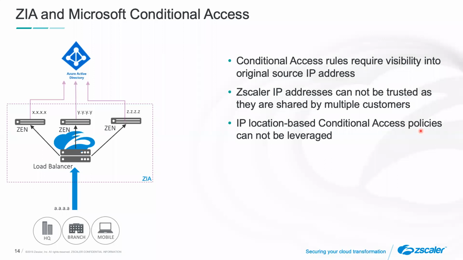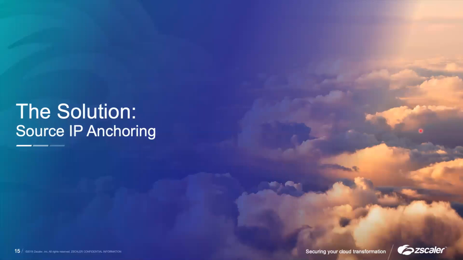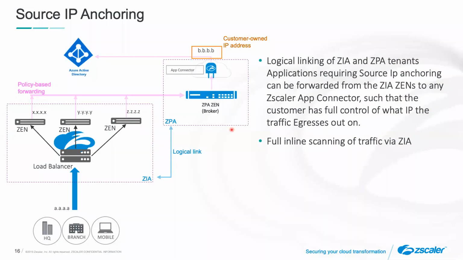So I hope I've explained the problem pretty well. Now let's jump into the solution, how we are trying to solve this problem. The way we are trying to solve this problem is using source IP anchoring. What source IP anchoring does is it creates a logical link between your Zscaler Internet Access cloud and your Zscaler Private Access cloud. So your ZIA tenant and your ZPA tenant would be logically linked together.